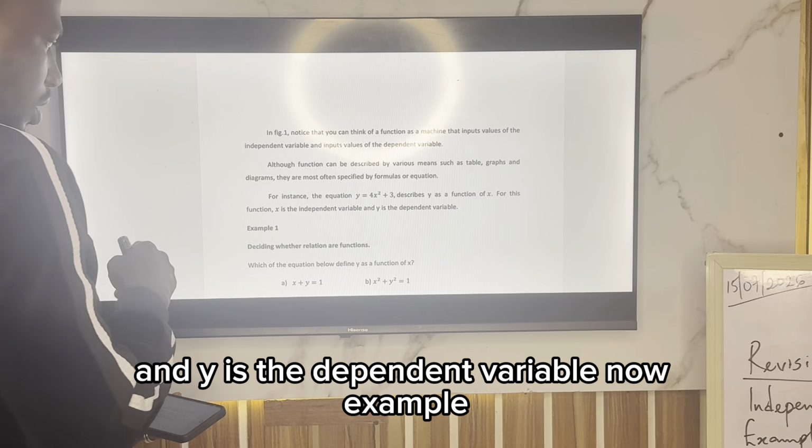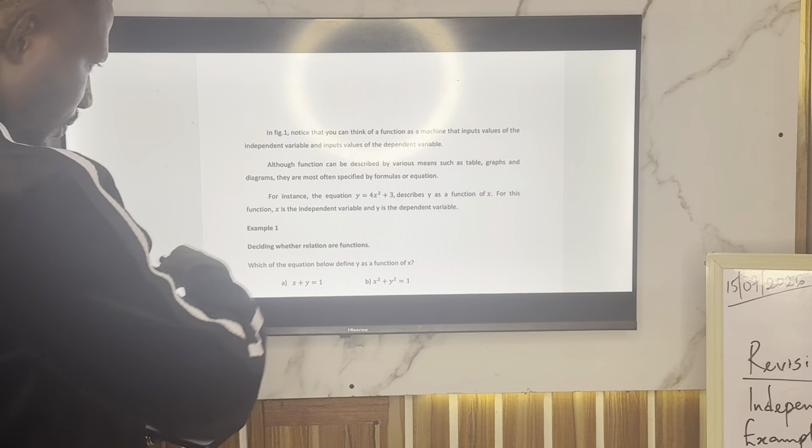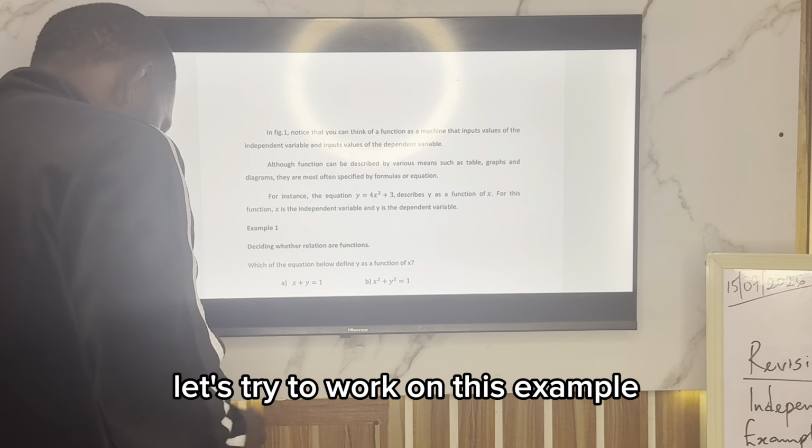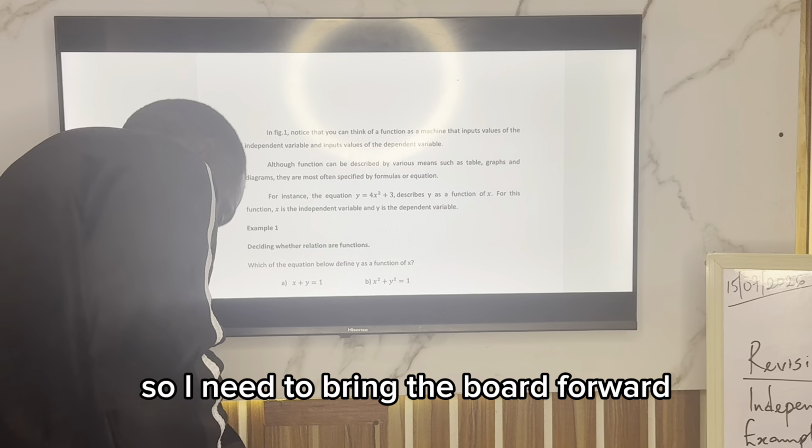Now, example. Let's try to work on this example. So I need to bring the board forward so that we can understand what we are learning. These are the examples before I bring the board forward.